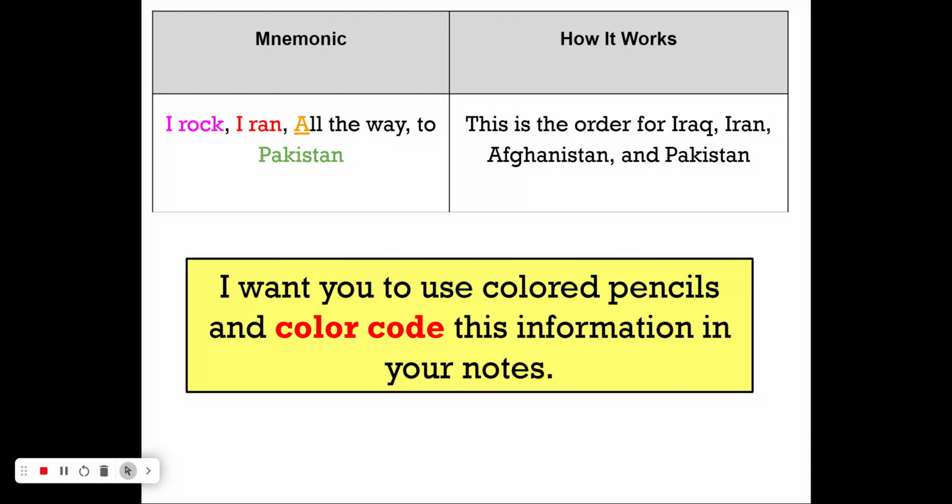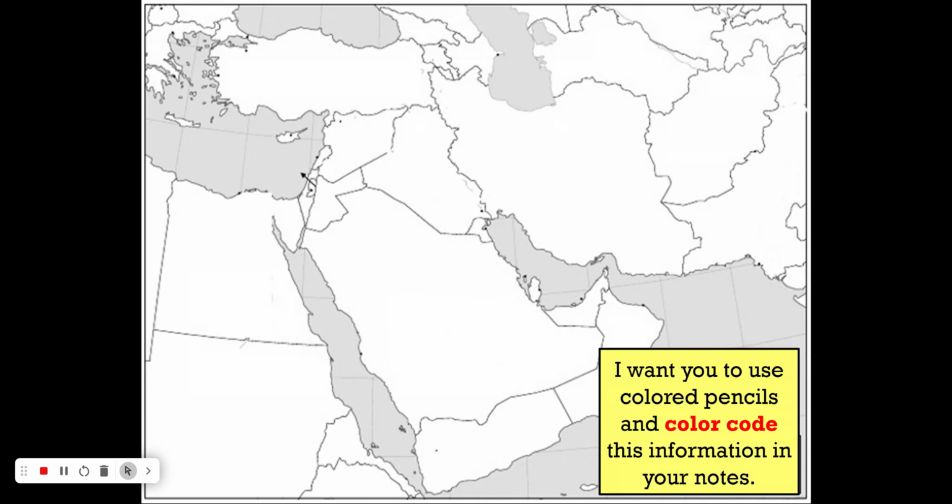And when you have that information recorded, you're going to flip your document over to our modern Middle East map. And you're going to also use the same color pencils to diagram this map mnemonic. And this is how it works. So if you can remember that memory rhyme, Iraq, Iran, all the way to Pakistan, it should help you remember the order for those four modern day countries, Iraq, Iran, Afghanistan, and Pakistan. So you're going to take the first bit of information, Iraq, and write it there. And that is for the modern day country of Iraq.